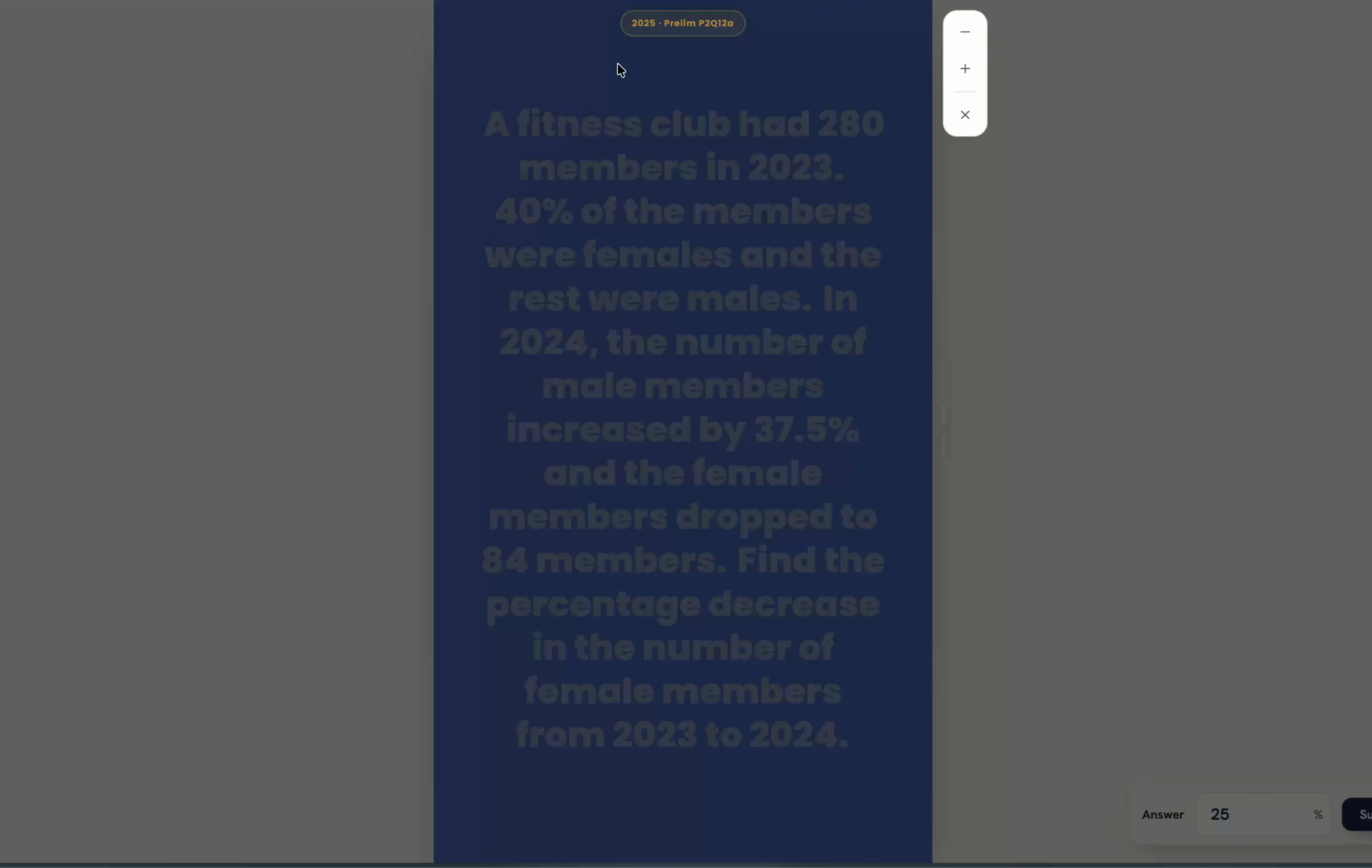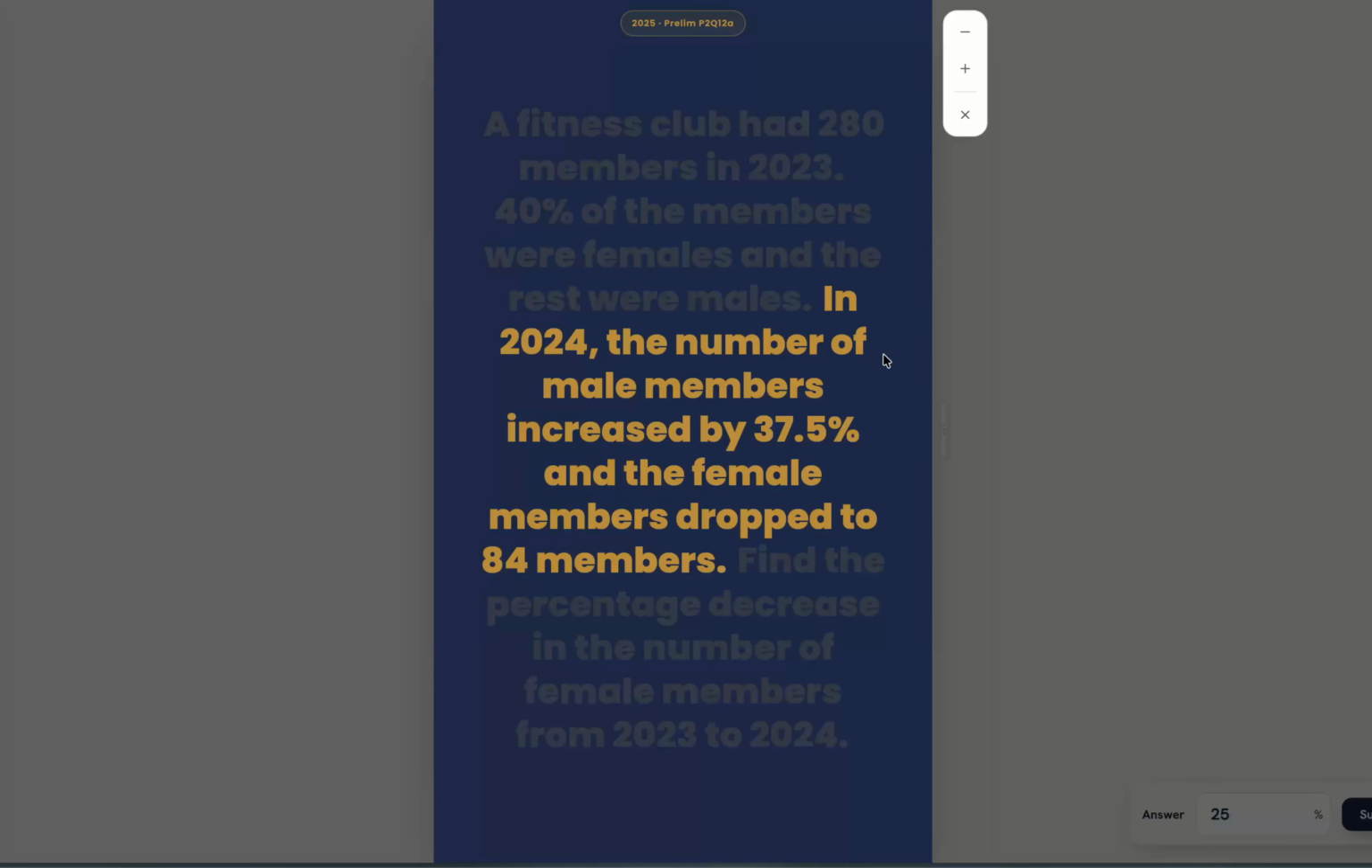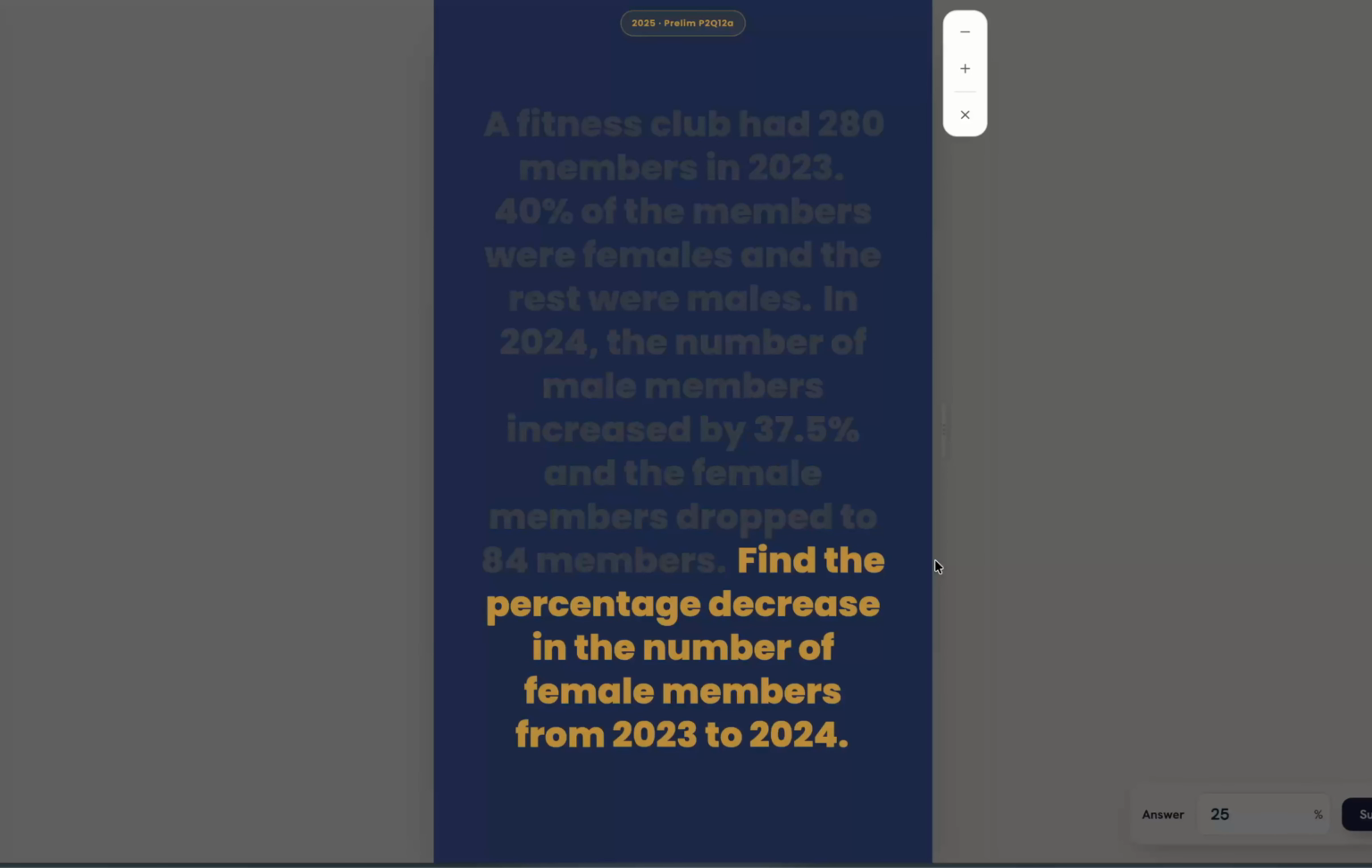Question 12, part A. A fitness club had 280 members in 2023. 40% of the members were females and the rest were males. In 2024, the number of male members increased by 37.5% and the female members dropped to 84 members. Find the percentage decrease in the number of female members from 2023 to 2024.